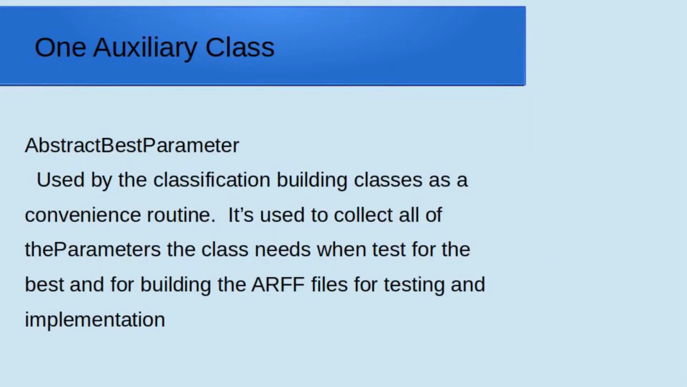There's one auxiliary class that the package will use. It's called the abstract best parameter, and all the classifier programs use this as a convenience routine. It just collects the parameters that are used to generate the ARFF file to build for the random forest classifier.